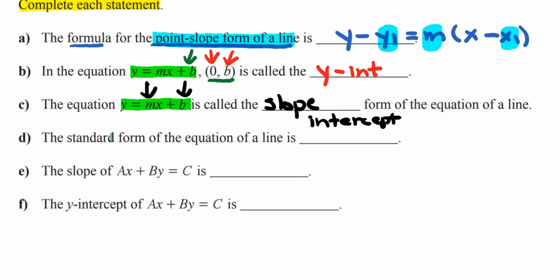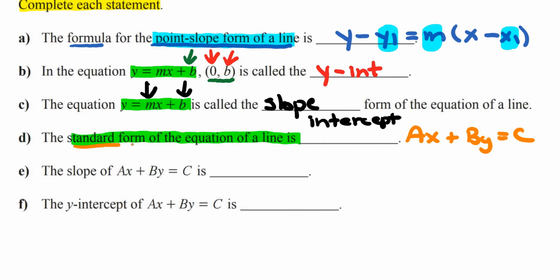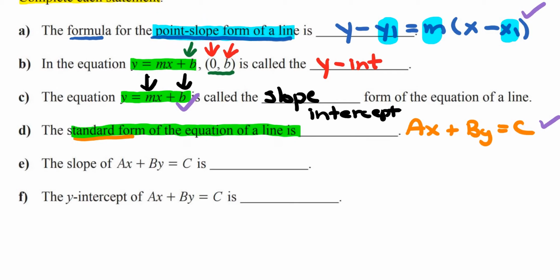And for letter D, the standard form of the equation of a line is, well, this is their definition here, where this is simply going to be ax plus by equals c. So that is the standard form of the equation of a line. Okay, so we have the point slope form of a line, we have the slope intercept form of a line, and now we have the standard form of the equation of a line. So 3 different forms there.